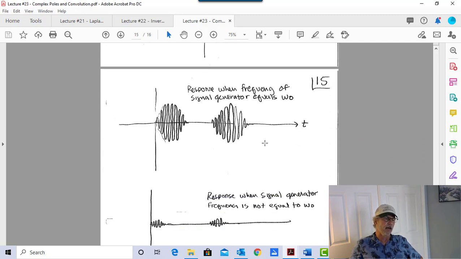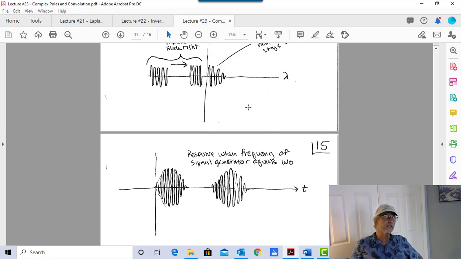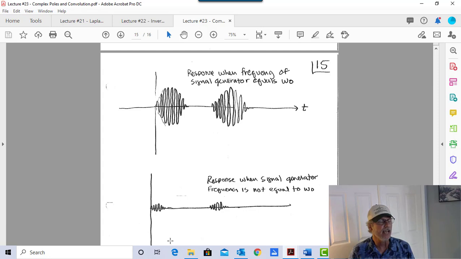Now let's say that I excite it at a frequency that is not equal to the natural frequency of the pipe. Well, now this one will be up, and this one will be down, and they're not going to line up perfectly. And let's look at the output. I'm going to get ding, ding. It's going to be a lot smaller.